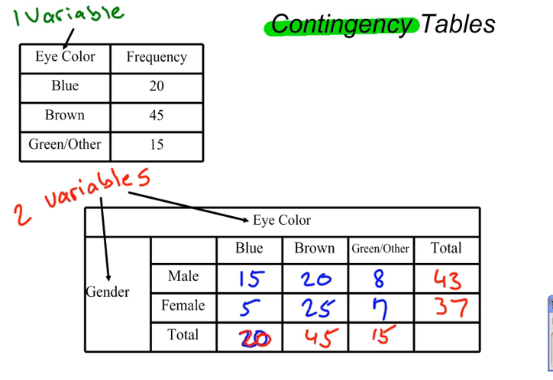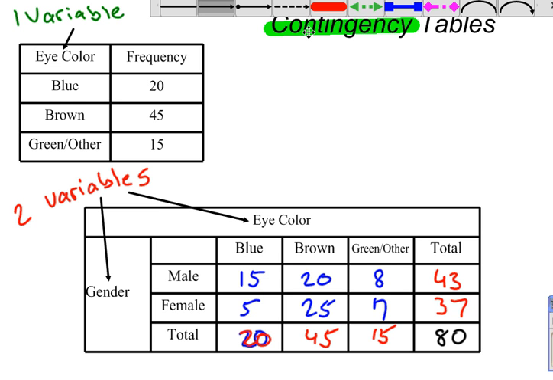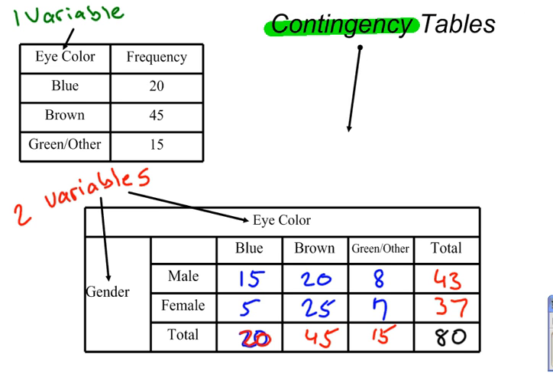And then we see that all together we have a total of 80, which is the 80 that we started with. So down here we have a contingency table. We'll talk a little bit more about that in just a little bit, but with contingency tables, you're comparing two variables, whereas with just a regular frequency distribution, you're pretty much looking at one variable.